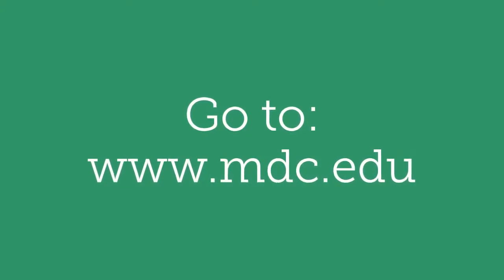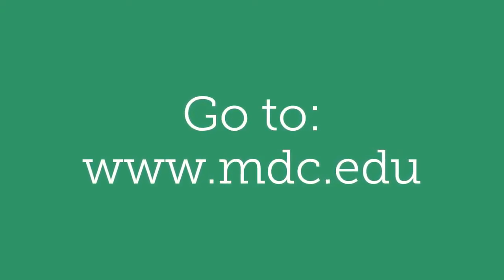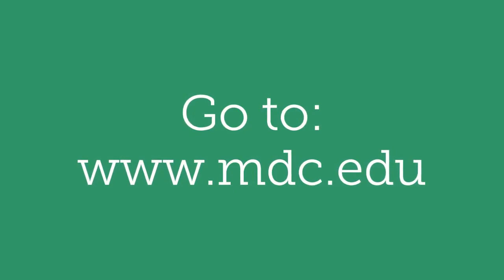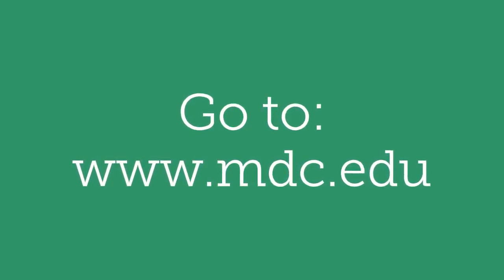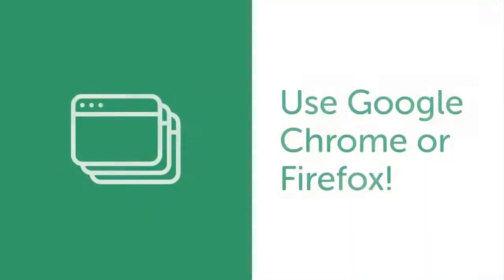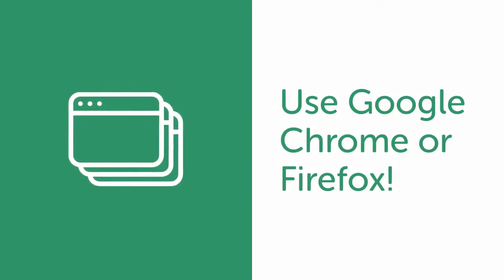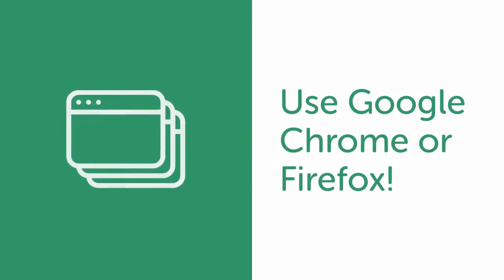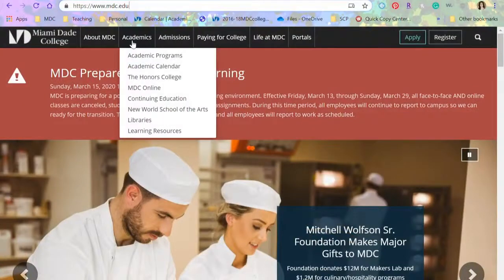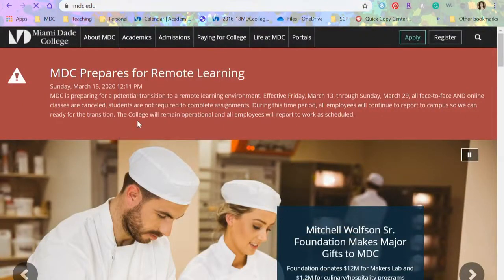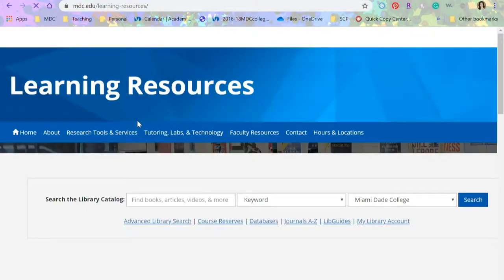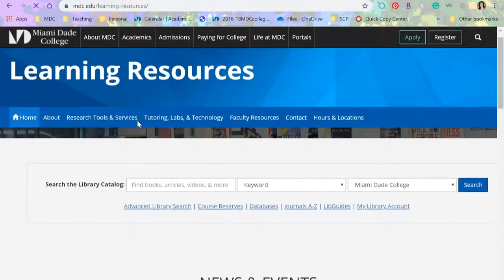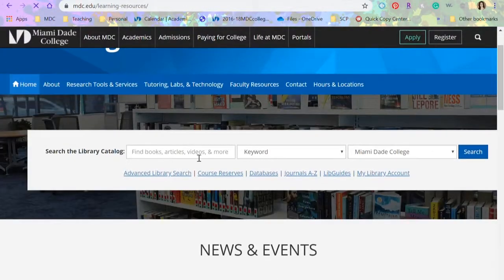Okay students, the first thing you'll need to do is open a browser and type in www.mdc.edu. Make sure that you're using either Google Chrome or Firefox. From here, you're going to go to Academics, Libraries, and click there. And you can see, looks pretty familiar, a search bar pops up.